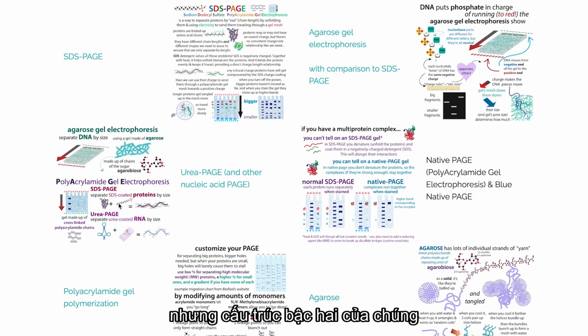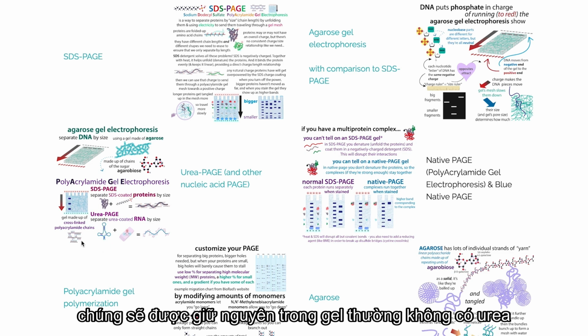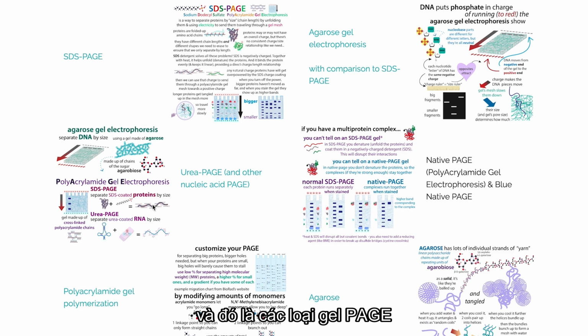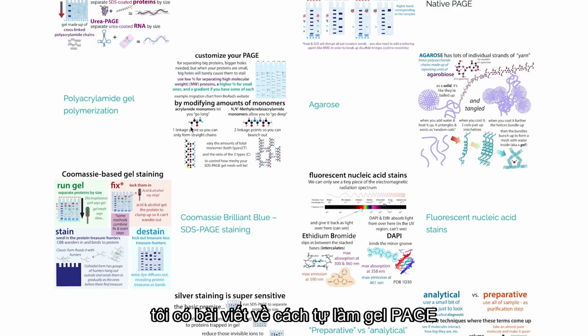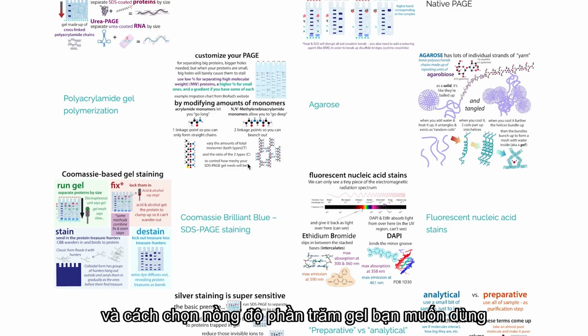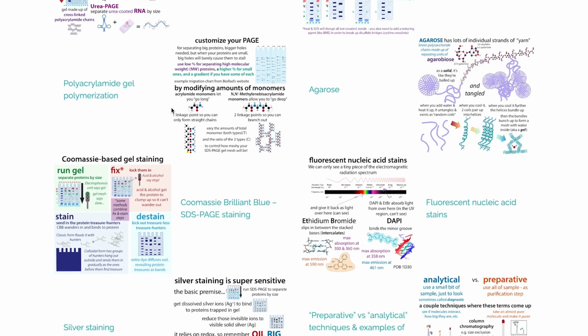But the secondary structure, so if they have folds, will be maintained in one of those normal gels without urea. So those were your page gels and your agarose gels. I also have a post on how you can make your own page gels, or you can buy them pre-made, and how to choose what percentage gel you want to use.